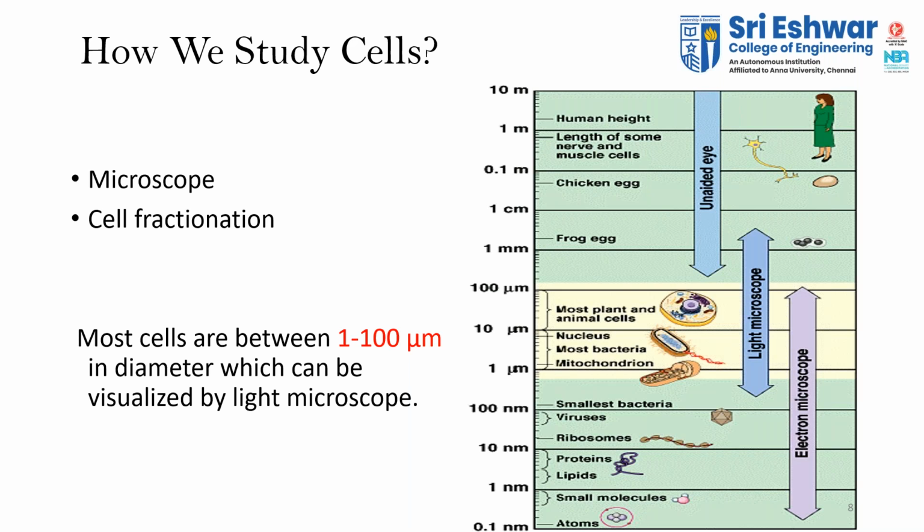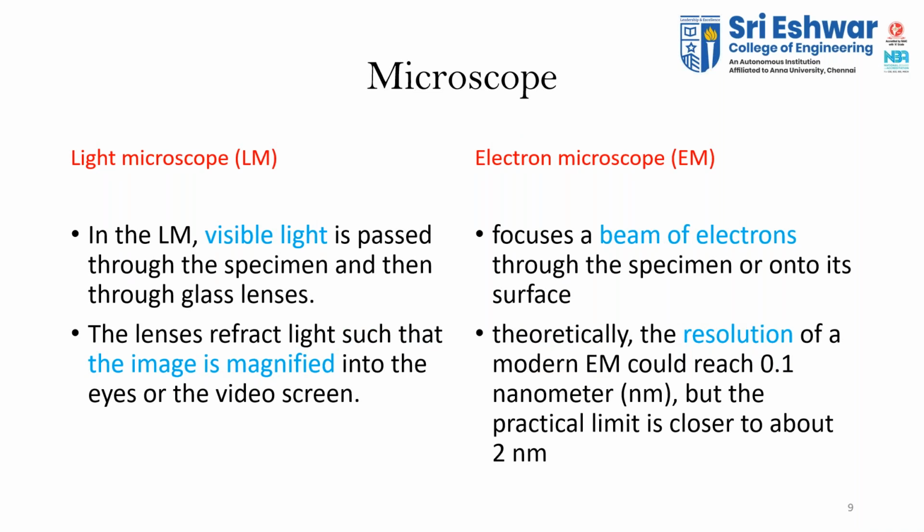If it is in centimeters and millimeters, we can view it with bare eyes. If it is smaller than that, in the micrometer or nanometer range, we are supposed to have some microscope to view the object and cells. So this is how we are going to study our cells, and the comparison of the light microscope and electron microscope. A microscope is a device with which we look at small-sized objects.